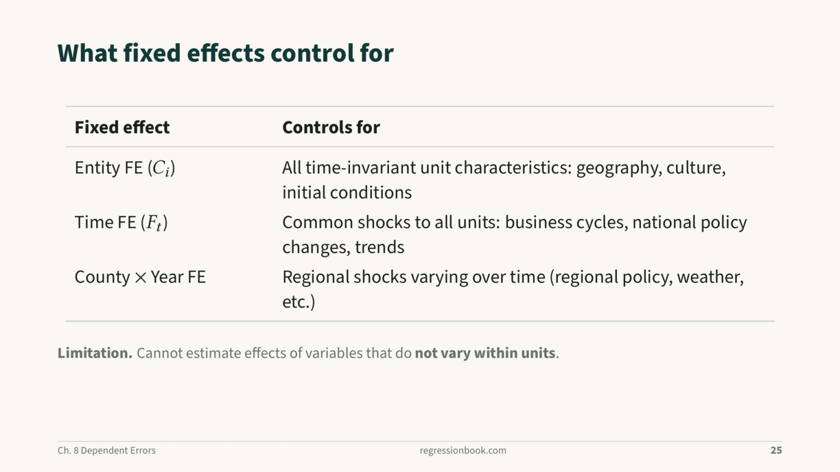The control chart. Entity fixed effects absorb all time invariant unit characteristics, geography, culture, initial conditions. Time fixed effects absorb common shocks, business cycles, national policy. County by year effects absorb regional shocks that vary over time. And the built-in limitation. Fixed effects cannot estimate the effect of anything that does not vary within units.